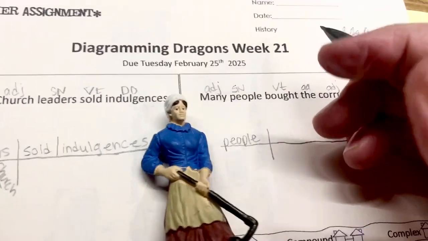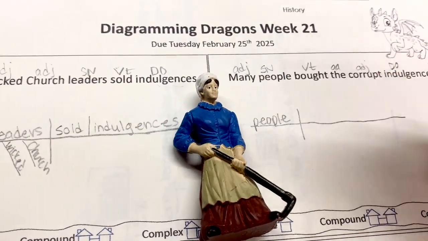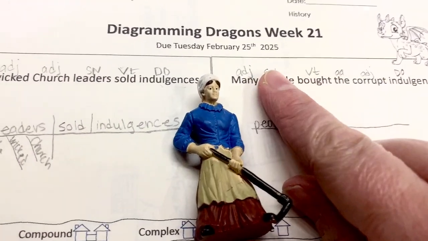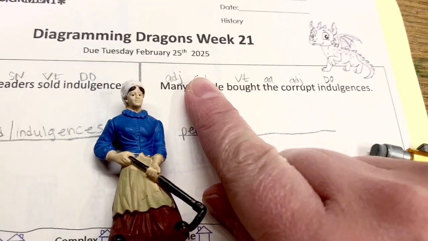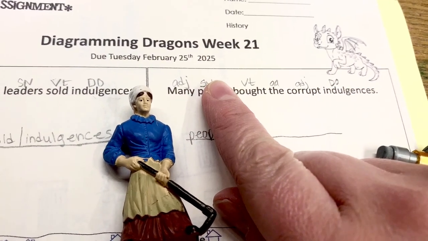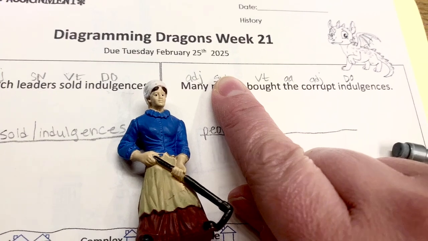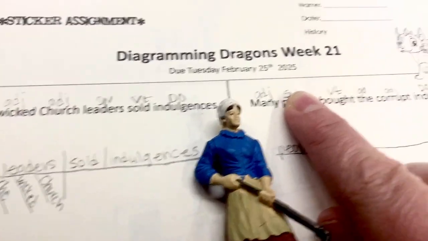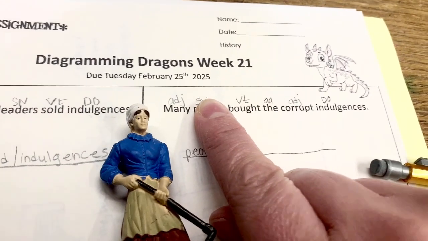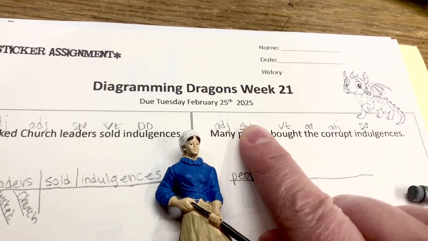Now, here's a question. What if I got rid of people and said many bought corrupt indulgences? What would be the subject? Many would actually be the subject. That's exactly right, Emmy. Many would be the subject.